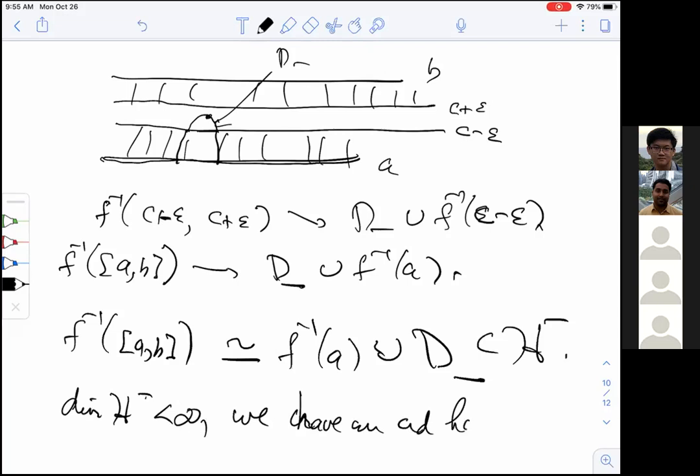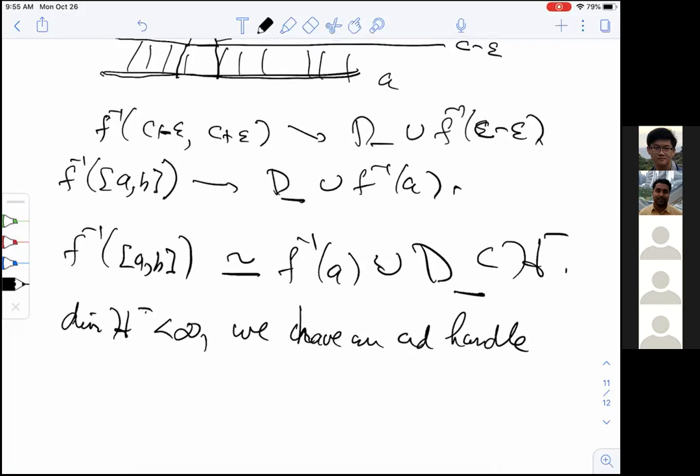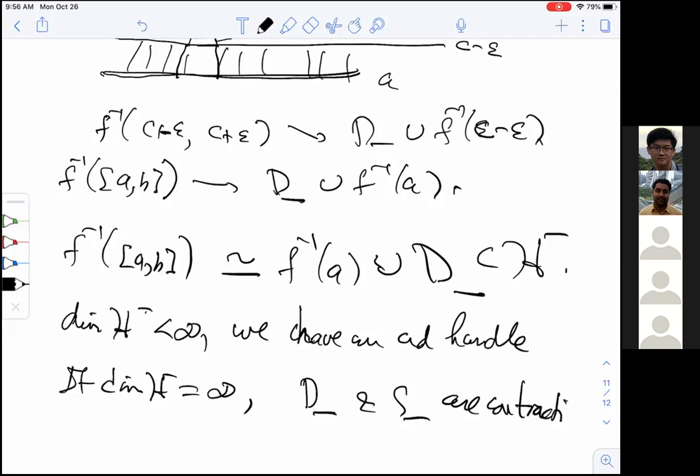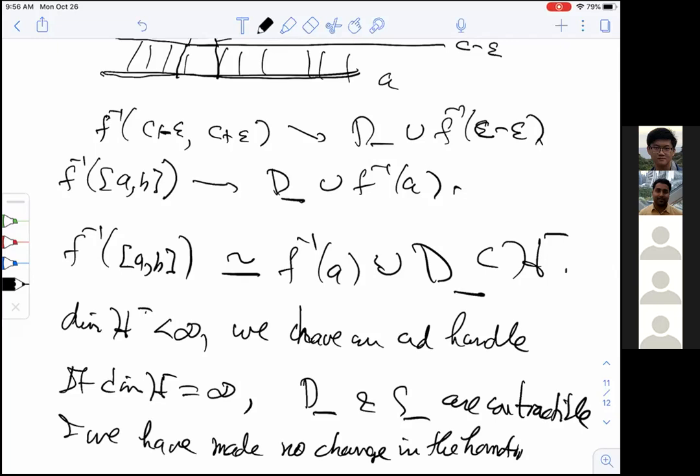If the dimension of H minus is finite, the handle has dimension equal to the dimension of H minus. If dimension H minus is infinite, so if this is an infinite dimensional Hilbert space, then D minus and S minus are contractible, and we have made no change in the homotopy type as we cross this handle.